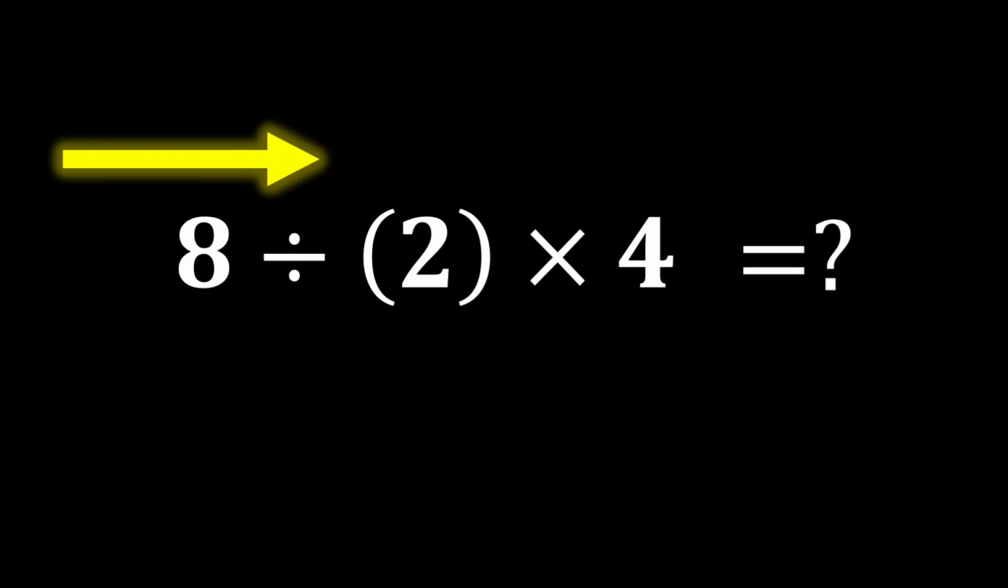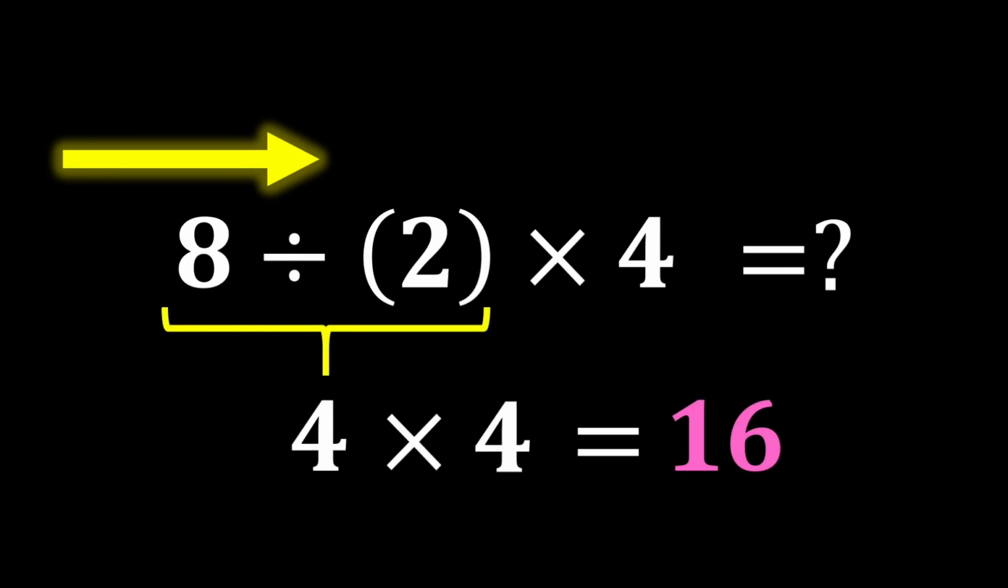Multiplication and division have the same priority, so we move from left to right and perform whichever we reach first. So 8 divided by 2 becomes 4. And finally 4 multiplied by 4 becomes 16, and our final answer becomes 16.